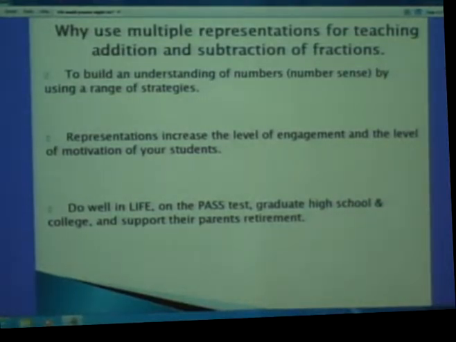These are 3 different things that we'll go over right now. Why use multiple representations? That means many ways to represent fractions, or any other thing we may be working on, for teaching addition and subtraction of fractions. First of all, we want to build an understanding of numbers and make sense of them by using a range of different strategies. Representations increase the level of engagement and motivation of our students. And also to do well in life, pass the test at the end of the year, graduate from high school and college, and support their parents' retirement.